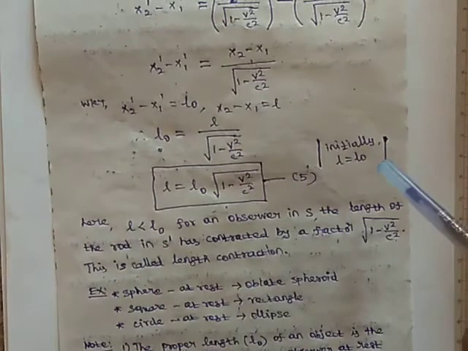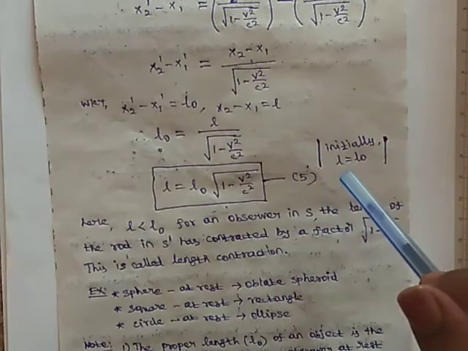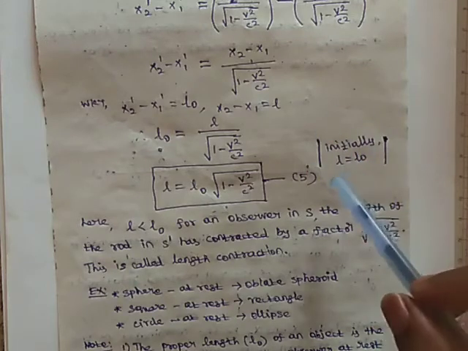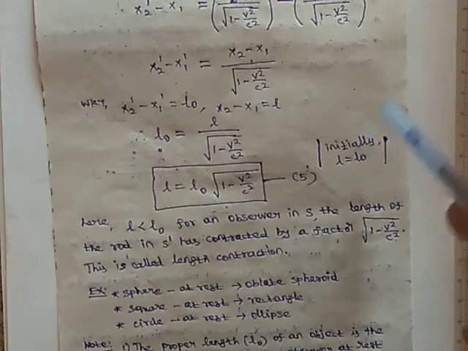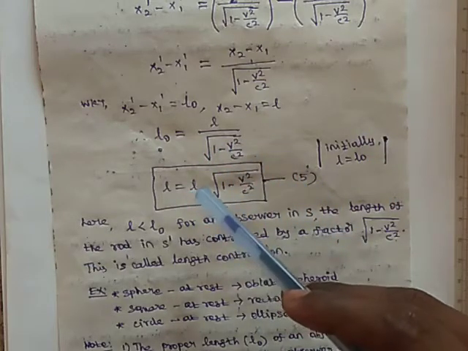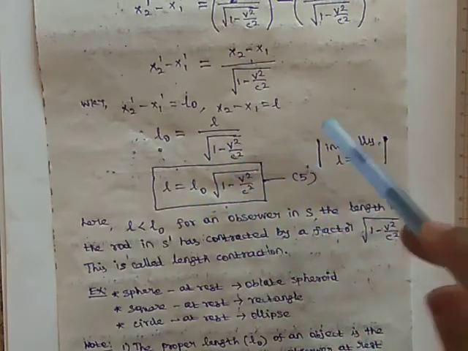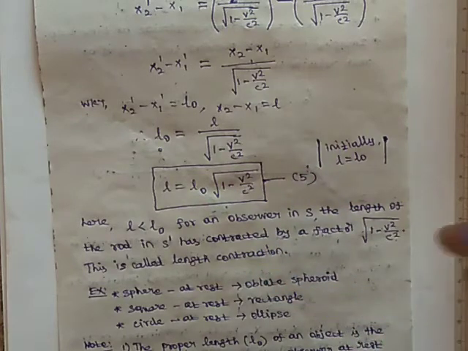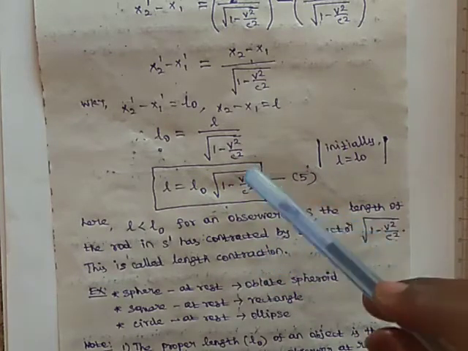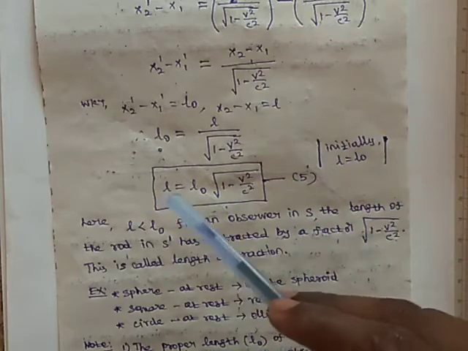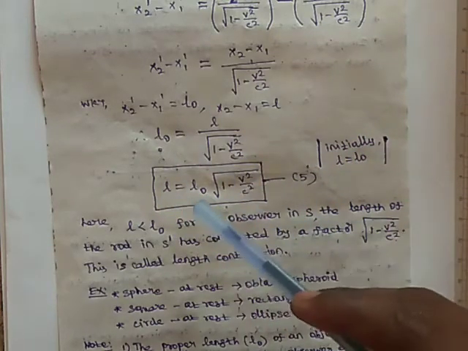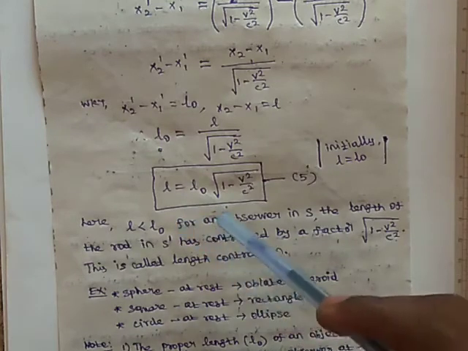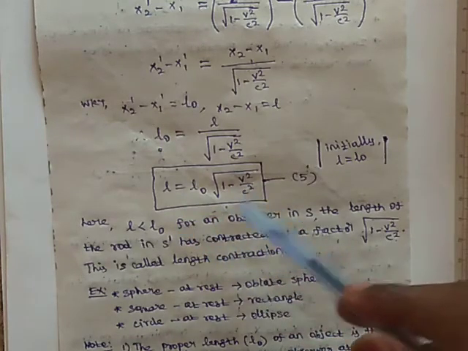Initially, when the two frames are at the same origin, that is at time t equal to 0, the length of the rod L is equal to L naught. But now the frame S prime is moving with a constant velocity v along the x-axis. So the length will be a different one. That is what we have derived here. So L is equal to L naught into root of 1 minus v square by c square.